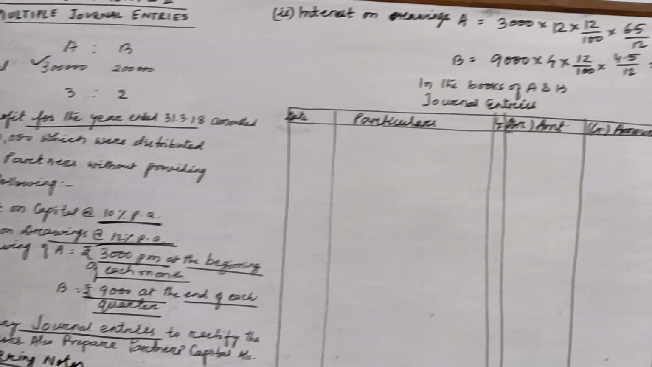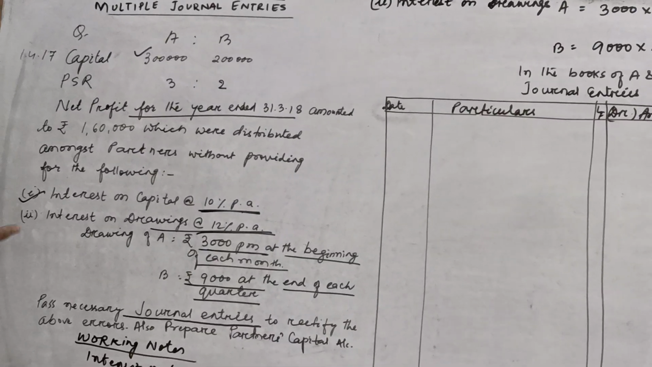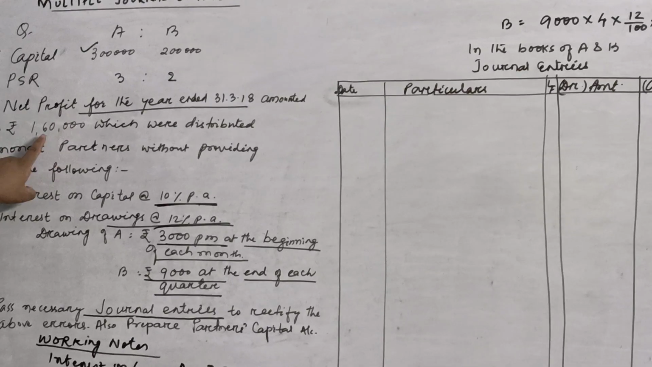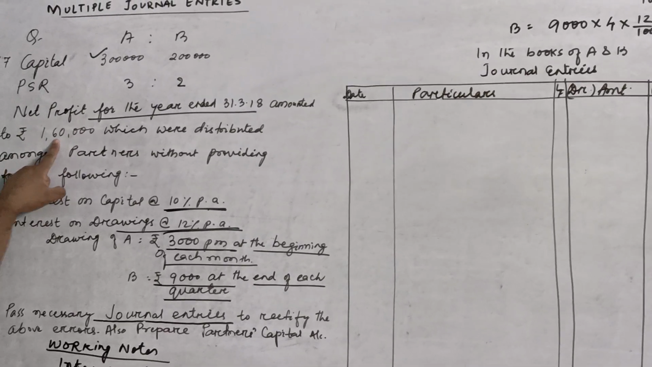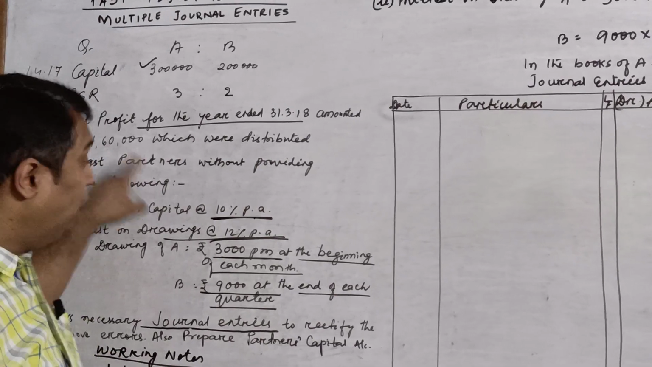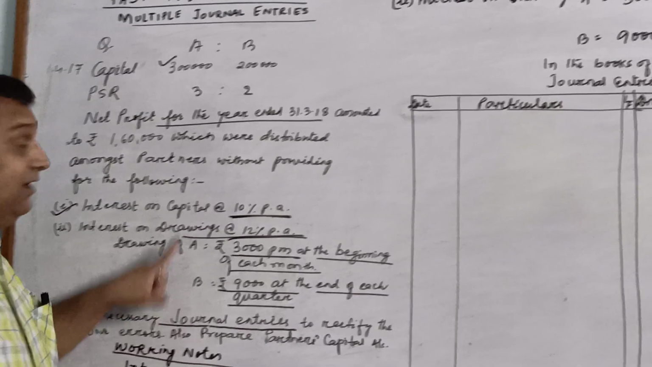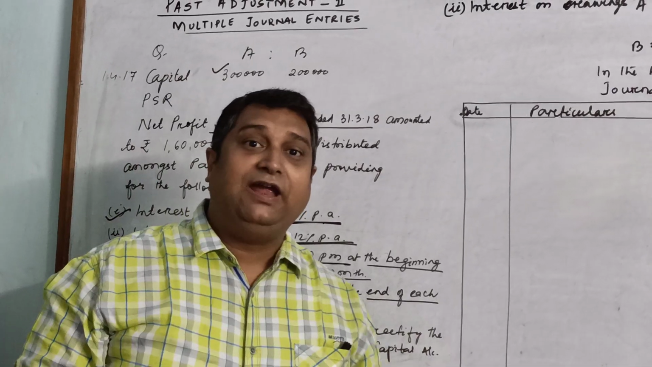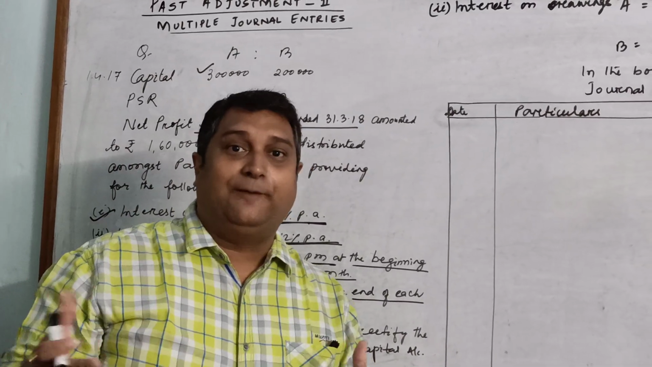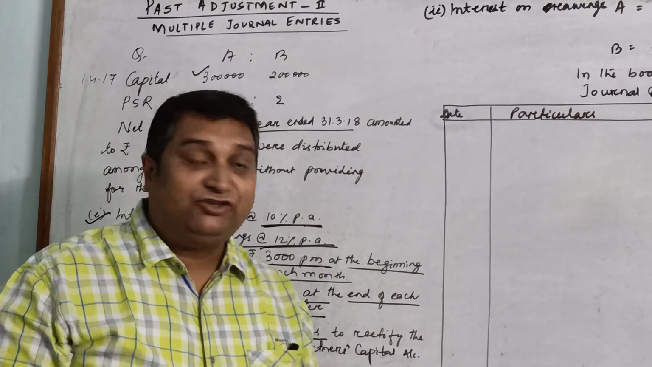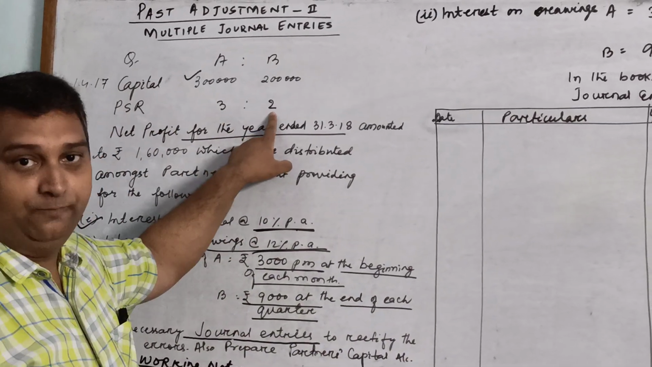Now once again refer to your question. What are the mistakes done? The first mistake is we have the net profit of 1,60,000 which was distributed in the profit sharing ratio without providing for the following. That means the profit which was distributed was wrong. So how to rectify the error which you have made, the profit which you have distributed? You have to take it back first. In which ratio? In the profit sharing ratio.